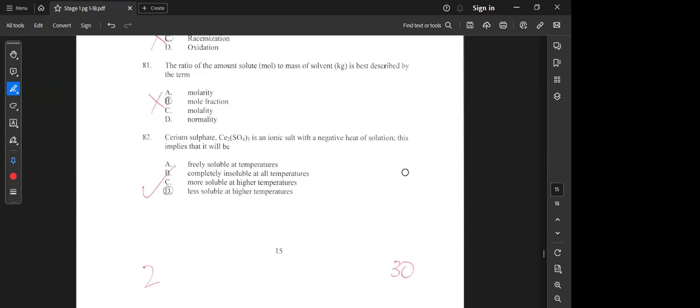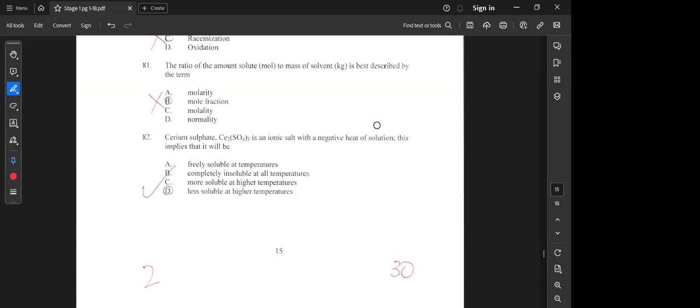Cerium sulfate is an ionic salt with a negative heat of solution. This implies that it is less soluble at higher temperatures. Let's talk about that. I have so many questions about that question. What does it mean by ionic salt with a negative heat of solution? Somebody to expound more on that one for us.